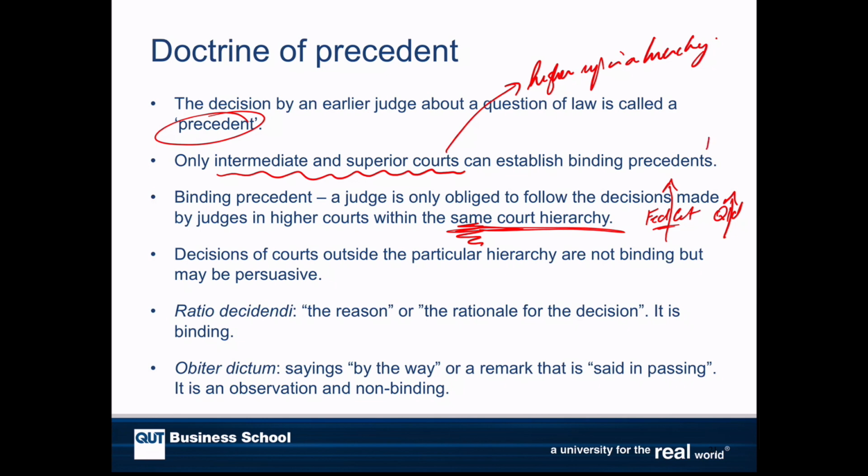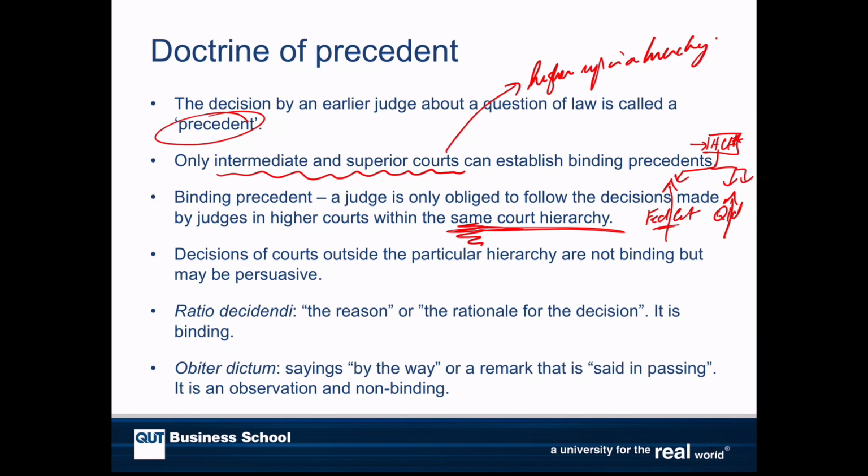Now, you'll remember, though, that on top of it all is the High Court, which is the last court of appeal in all of our court systems. So really important precedent is set in the High Court, and that's why it's so influential. It's the highest court that influences all of the hierarchies within Australia.